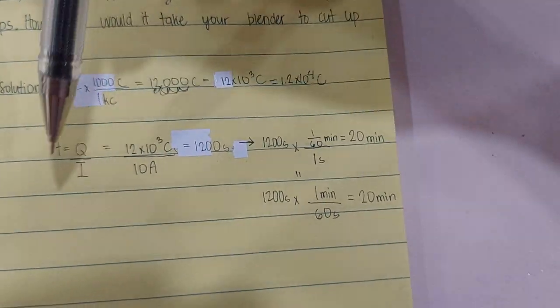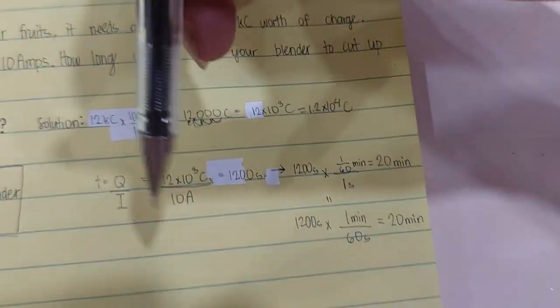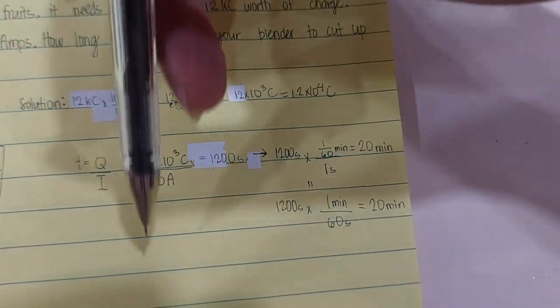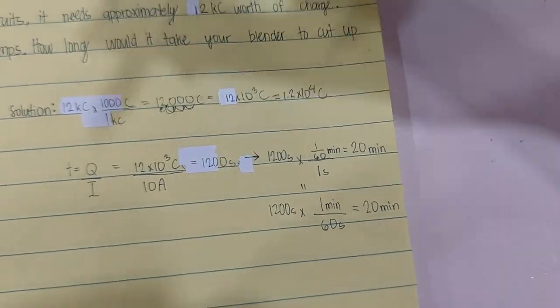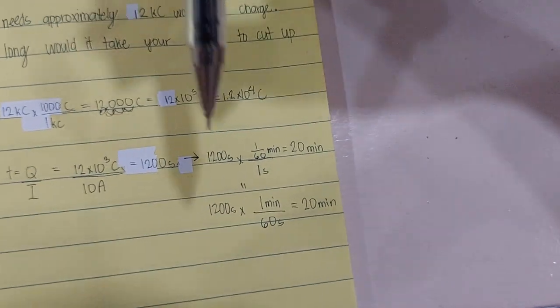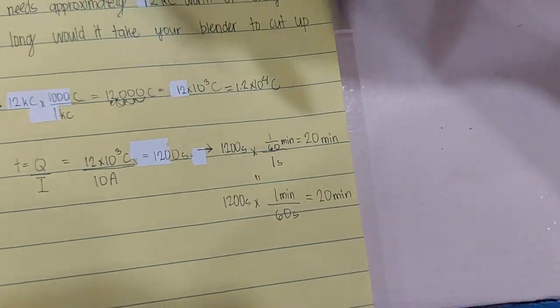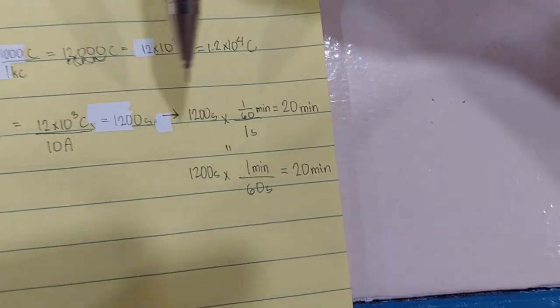Now we can solve and put it in our formula. So we've got 12 times 10 to the power of 3 coulombs divided by our 10 amperes. And we end up with 1,200 seconds. So it takes 1,200 seconds for all this to happen. But we can still turn these seconds into minutes, right? Because that's a lot of seconds and it'd be more convenient if we could understand that through minutes.